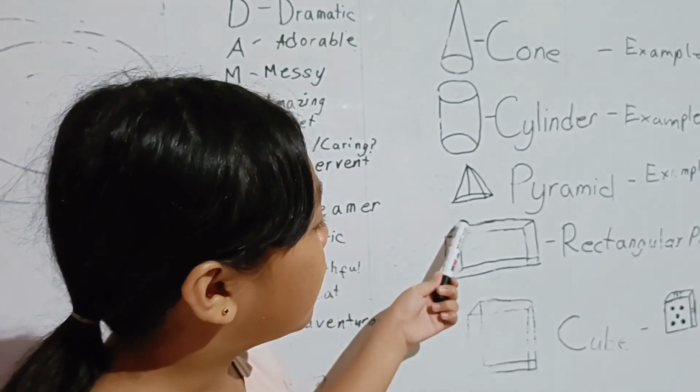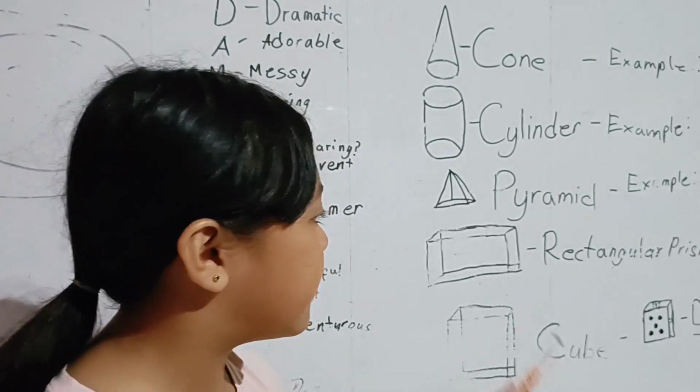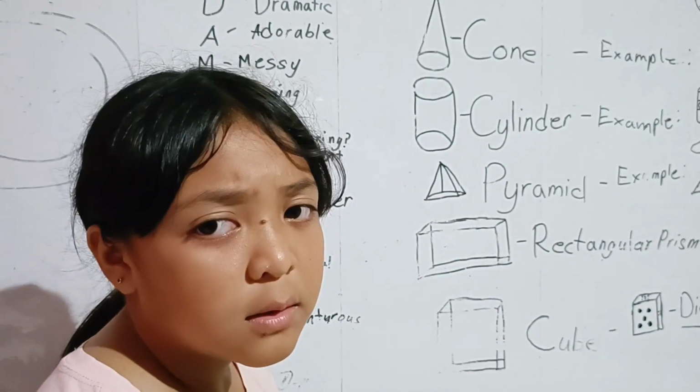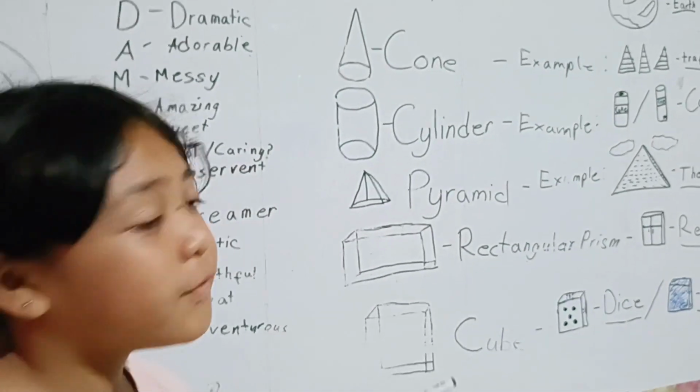How many vertices? 1, 2, 3, 4, 5, 6, 7, 8. There are 8 vertices in the rectangular prism. So here we have a cube.